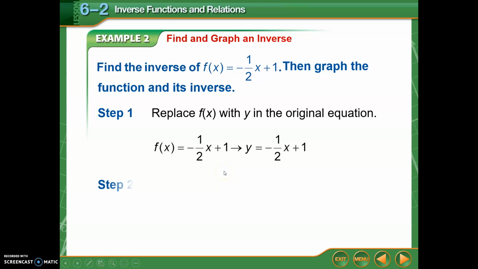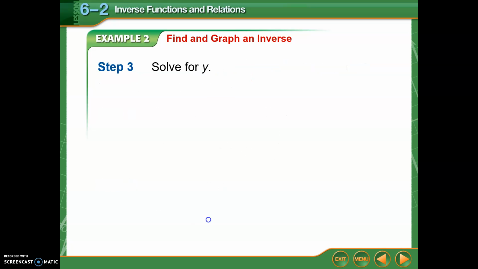That's the first step. Step 2, switch x and y. Just switch it. It sounds weird, but just do it. So now we have x equals -half y plus 1. Now step 3, we solve for y. So we're going to use opposite operations to solve. You can decide how you want to do it. You can say, I want to get rid of the fraction by multiplying everything by 2.